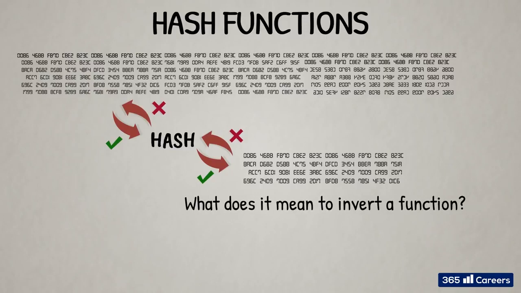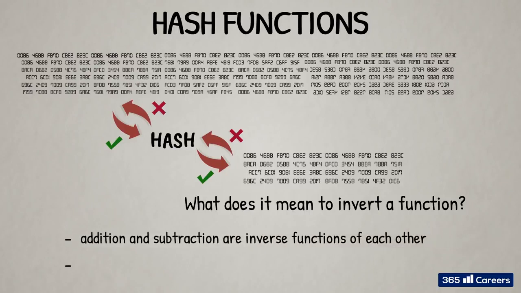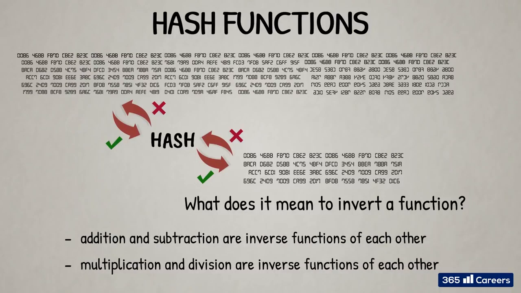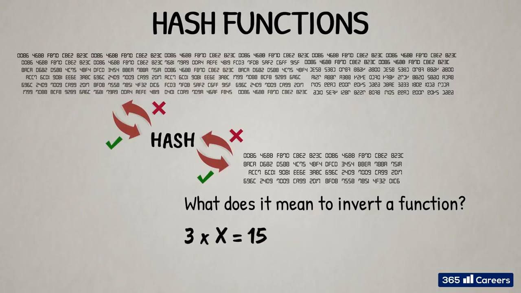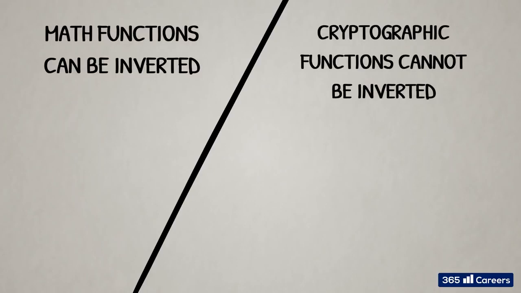To illustrate what it means to invert a function, consider the four basic mathematical operations. Addition and subtraction are inverse functions of each other. Multiplication and division are inverse functions of each other. We can always construct equations with these functions to find any unknown variable. For example, 3 times x equals 15. x equals 15 divided by 3 equals 5. Many mathematical functions can be inverted in a similar way. However, this is not the case with cryptographic hash functions.